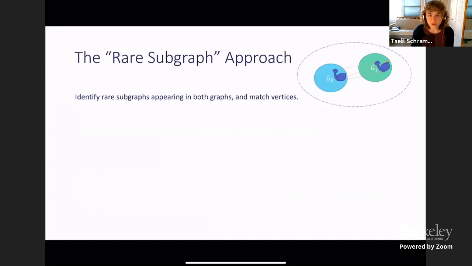Here I'm going to say something that's a little bit of a cartoon version of what we do for recovery, but it definitely captures the main ideas. What we're going to do is identify rare subgraphs that appear in both graphs, the rare subgraphs here represented by these little squares. And we're going to match the vertices in the rare subgraphs.